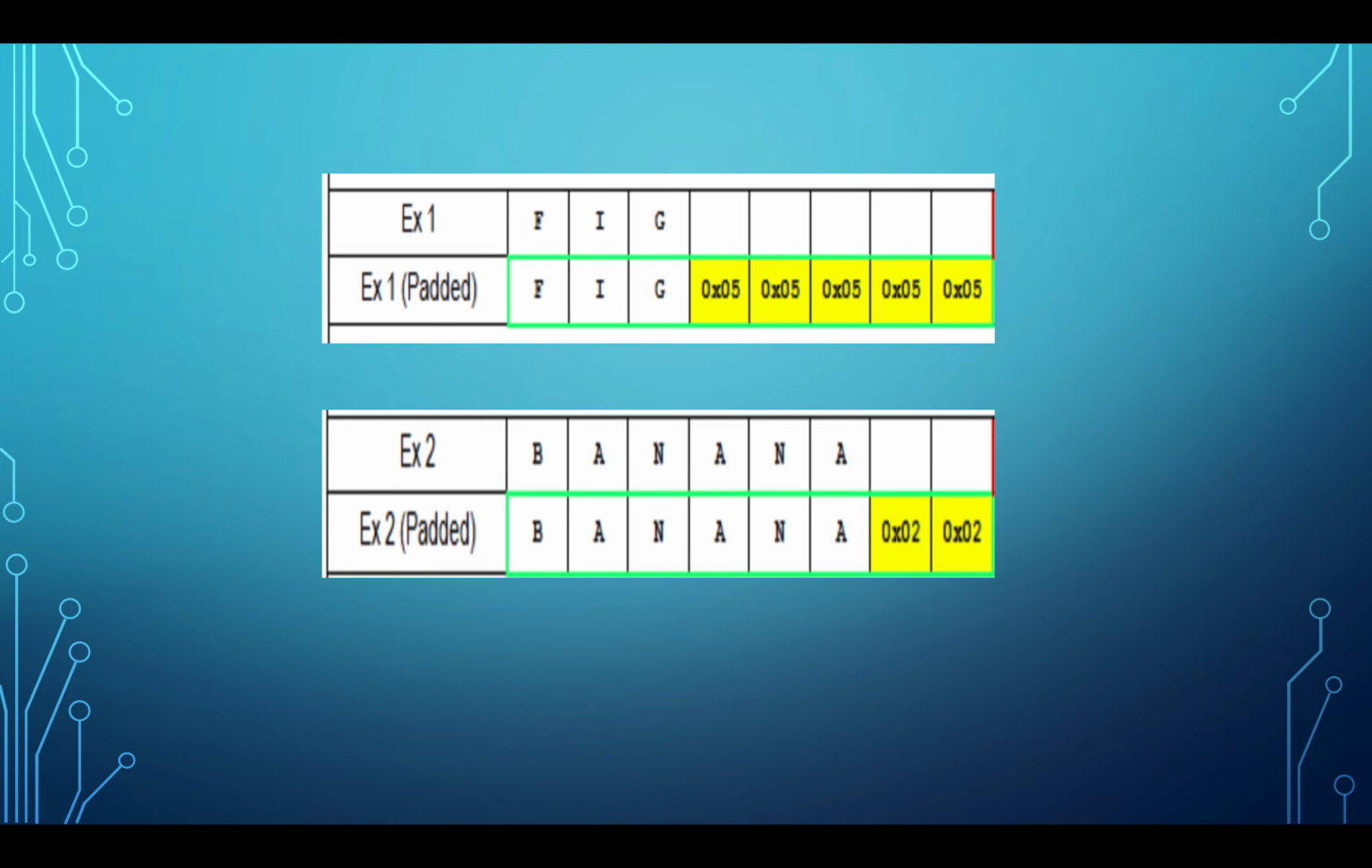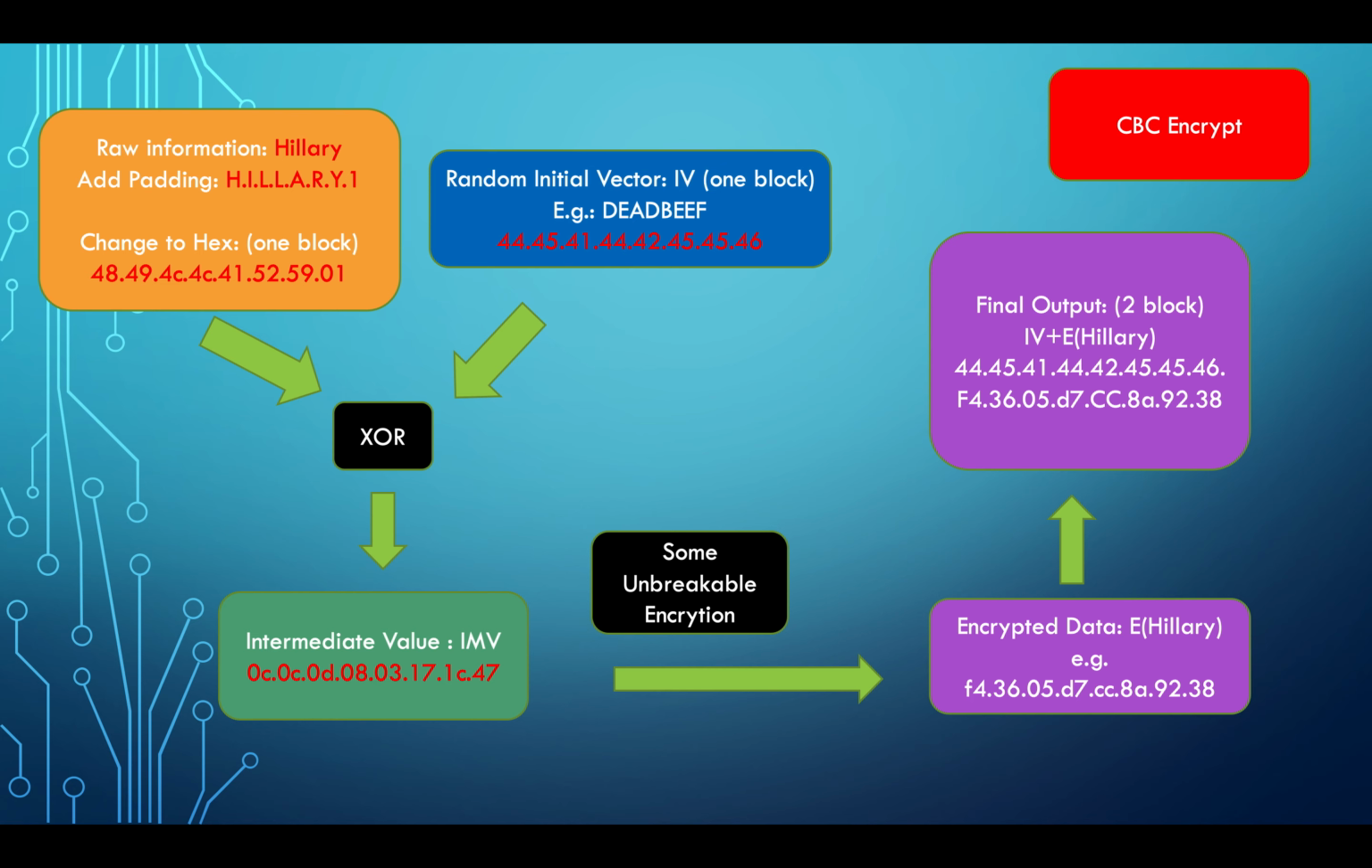After adding padding, the sender will convert the padded plain text to hex values. Then the sender will randomly generate an initialization vector with the size of 1 block. IV does not need to be secret. However, in most cases, it is important that the IV is never reused under the same key. Next, the sender will do XOR operations on IV and plain text. We call the output of this XOR operation the intermediate value, IMV.